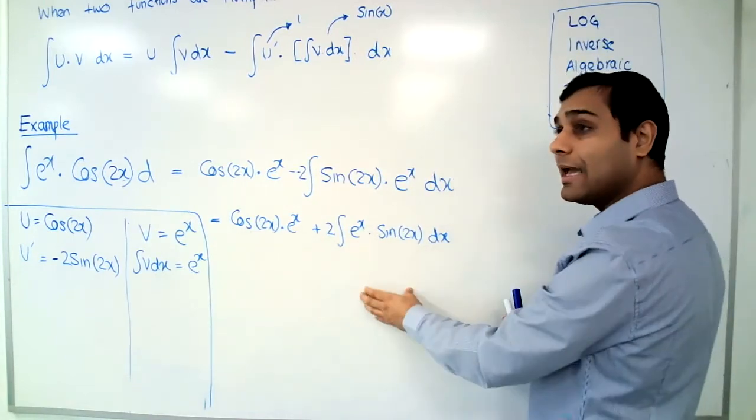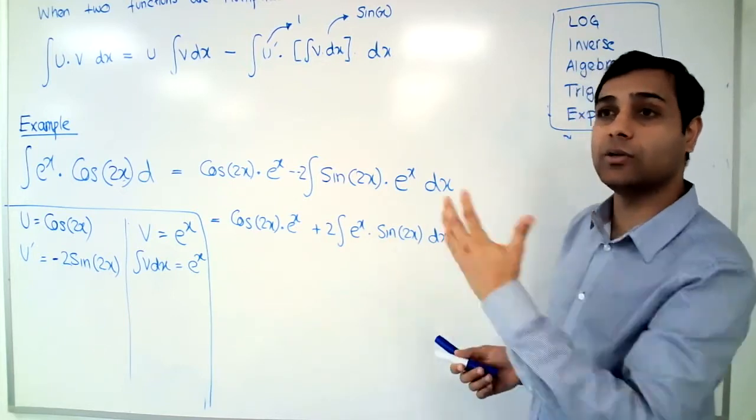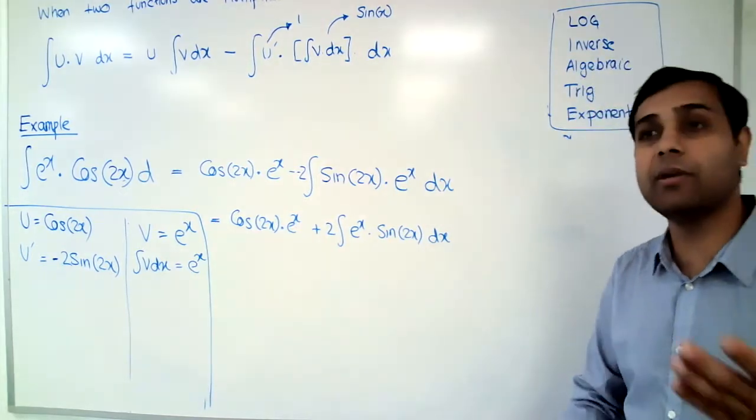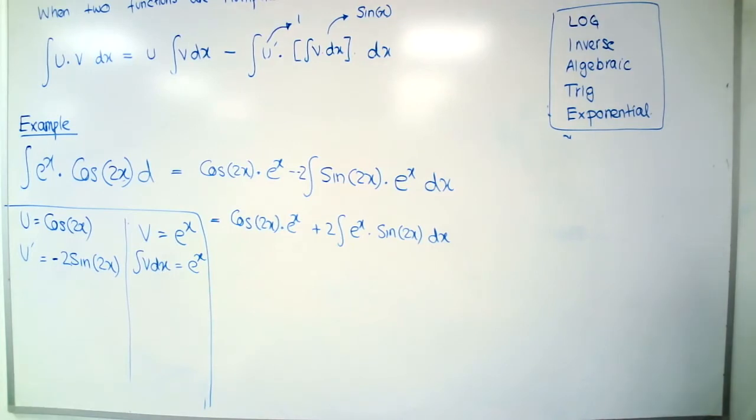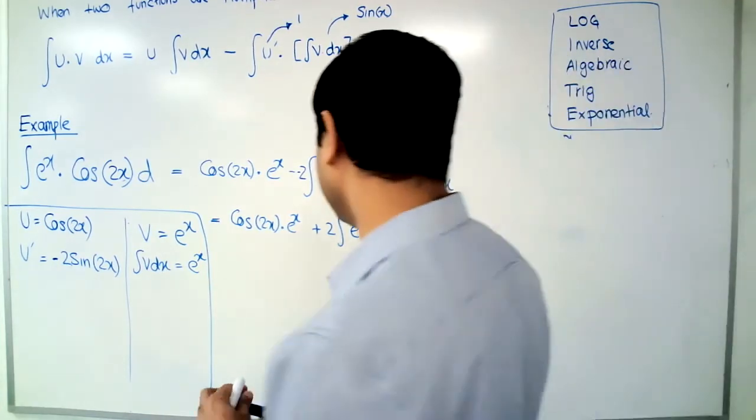Now, if I do that one again, I will have cos again. Then I do it again, it will be sine, cos. So they will keep going on and on and on, never ending. How do I end this thing? Let's have a look.